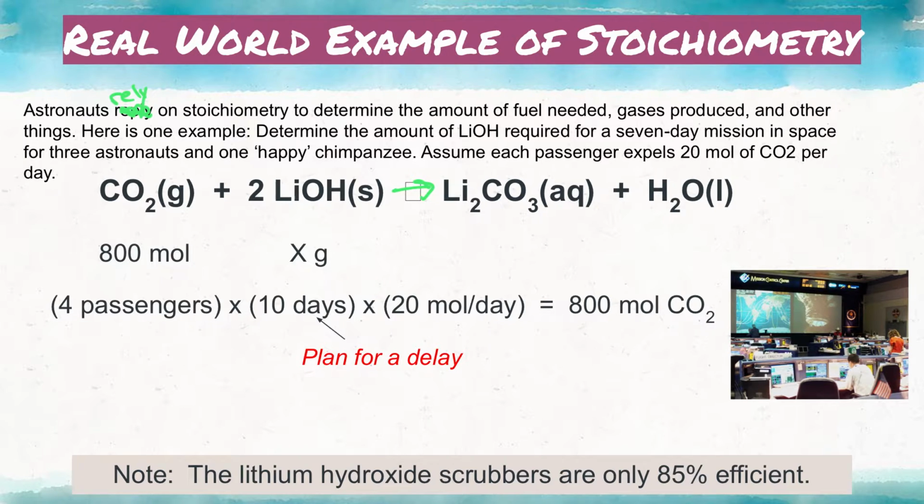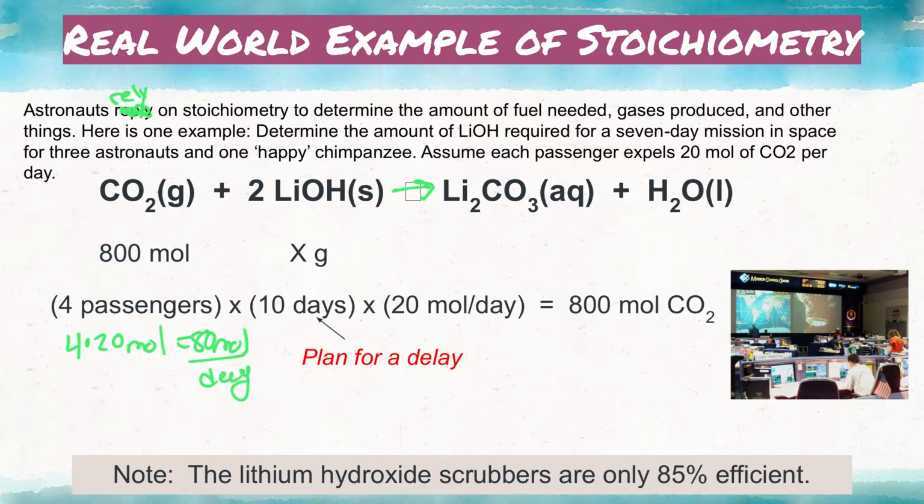And so we have to plan for each passenger. So there's 4 passengers. So 4 times 20 moles is 80 moles per day. Then times 10 days. So even though they're only going for a week, you plan for a delay of some kind. They've got to keep going.